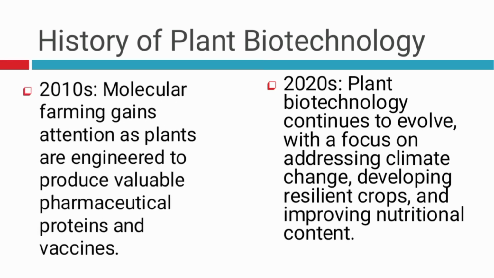So what happened in the 2010s? Molecular farming gains attention as plants are engineered. You must have heard something about the insulin corn. There's a maize that has the insulin gene implanted into it. So instead of diabetic patients going to the hospital for insulin injection, now they have succeeded in incorporating the insulin gene into a corn, a maize. So diabetic patients can start eating insulin corn, for example.